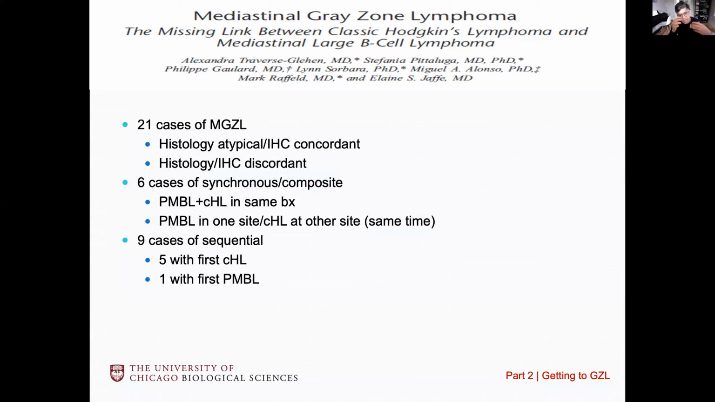And of course, there are 9 cases of sequential where the patient had Hodgkin first and several, maybe after treatment, there was a relapse or a persistent disease that showed PMBL. And of course, vice versa, you can have that too. So it is important to recognize that they may be composite lymphomas or they could be sequential. So they can be either way. So you just have to be able to put it together as a pathologist.